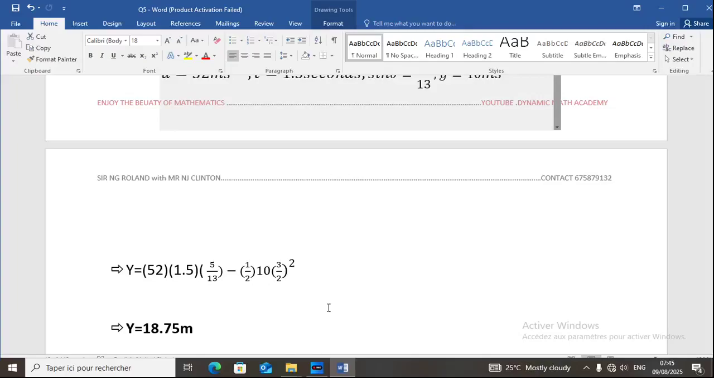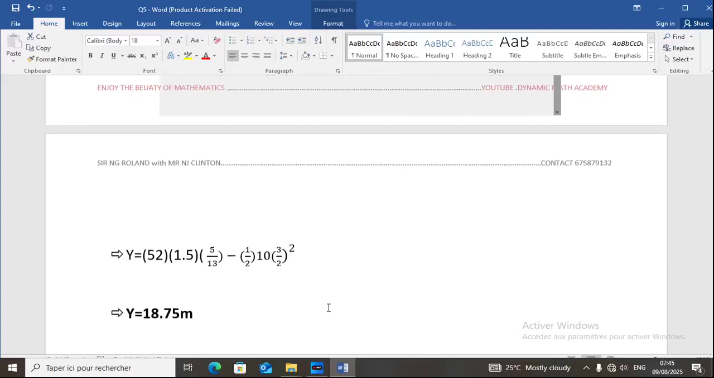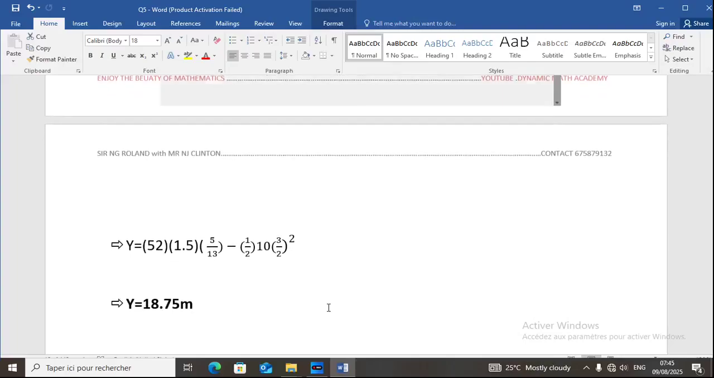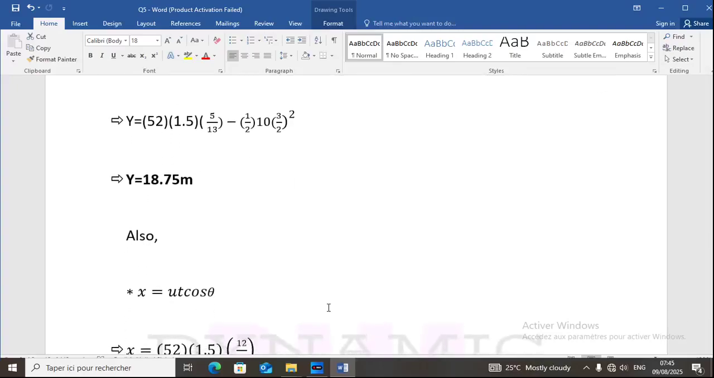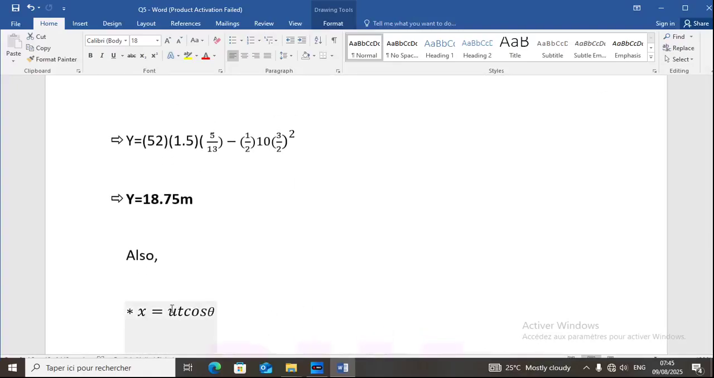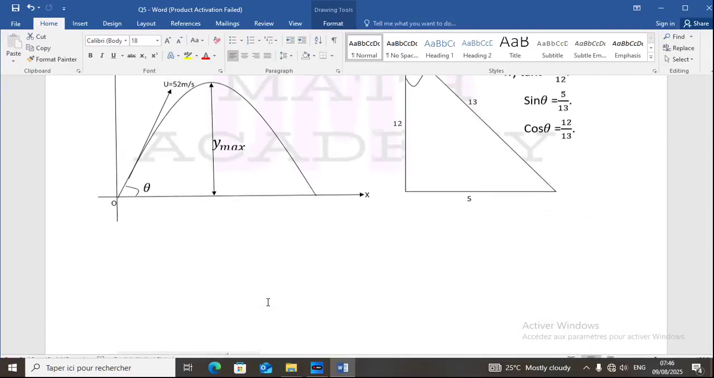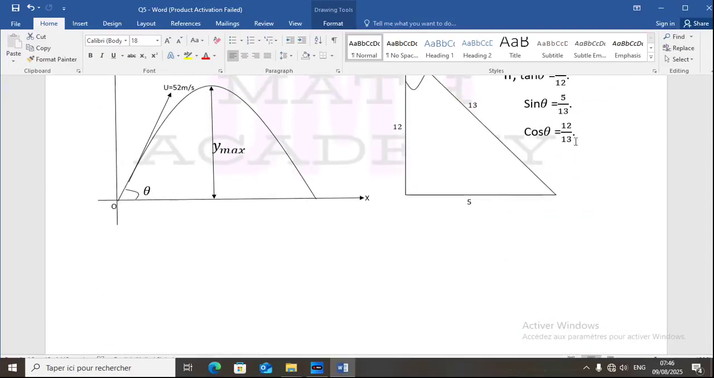So when t equals 1.5 seconds, the particle has traveled 18.75 meters vertically. Now, let us look for the horizontal distance. Horizontal distance is simply given as u t cos theta. Thank God we already know cos theta from this triangle. So we now see the importance of this triangle.